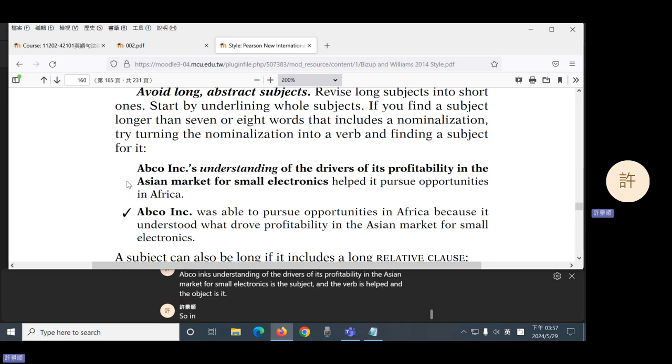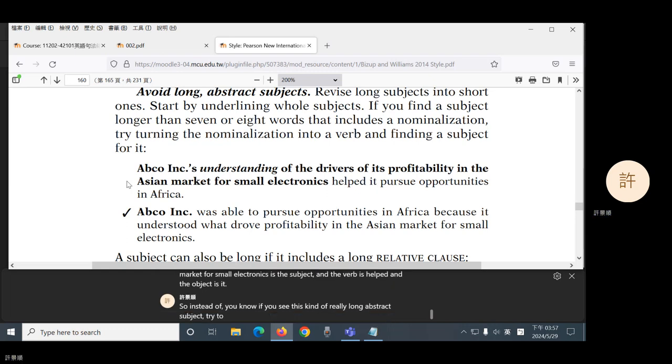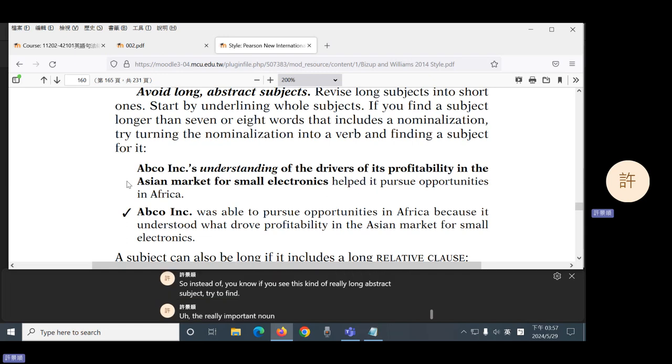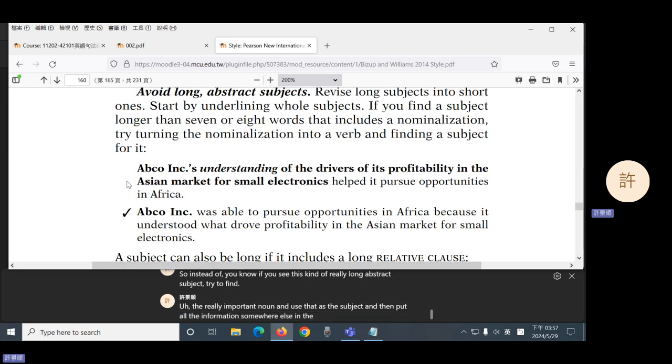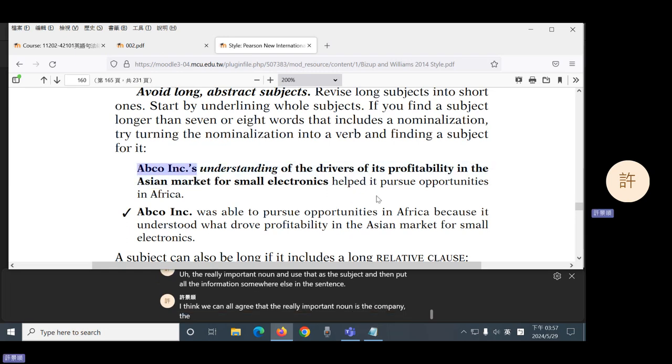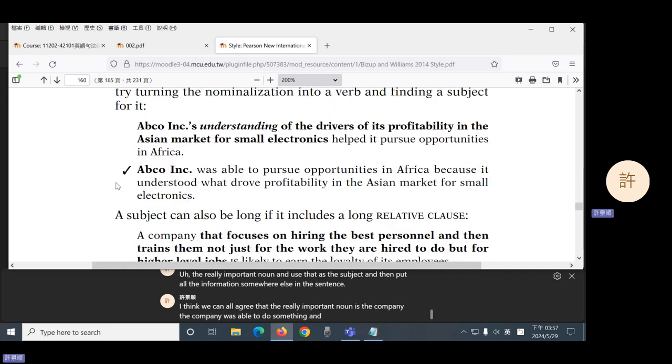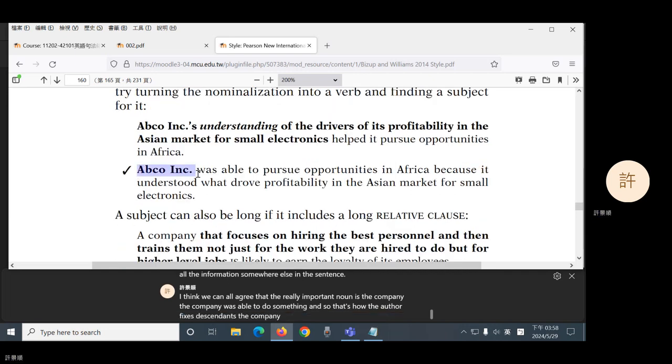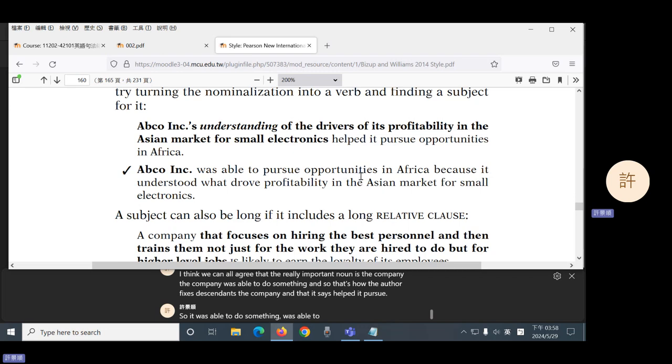So if you see this kind of really long abstract subject, try to find the really important noun and use that as the subject, and then put all the information somewhere else in the sentence. I think we can all agree that the really important noun is the company. The company was able to do something. And so that's how the author fixes the sentence. The company, and then it says, helped it pursue. So it was able to do something. Was able to pursue opportunities in Africa. So that was the end of the original sentence.